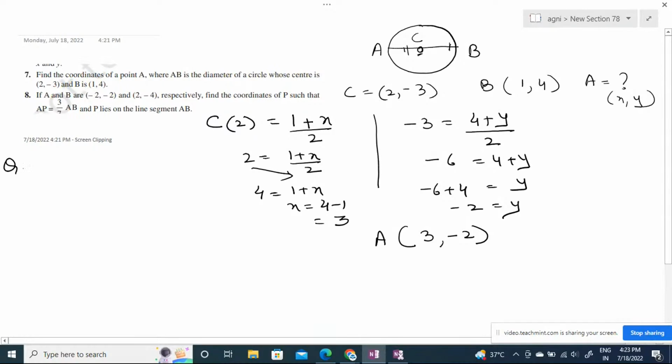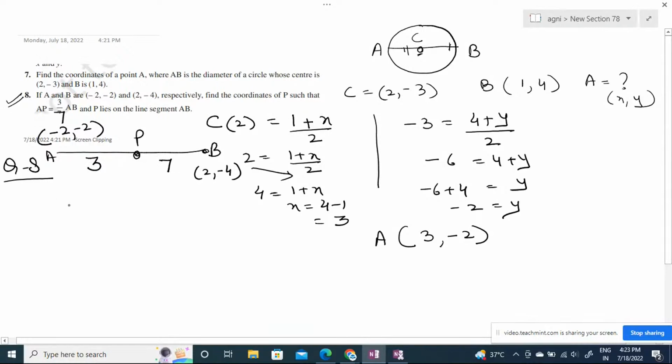Now the question number 8. A and B are these points. Find the coordinates of P. These are the 2 points, A and B. Coordinate of A is -2 and -2. Coordinate of B is 2 and -4. We have to find a point P. It is given in the ratio 3:7. That means we take 3 over here and 7 over here. That is the meaning of this. So let the coordinates of P be X and Y.